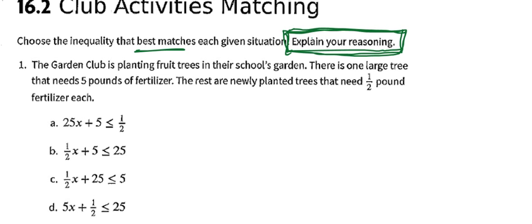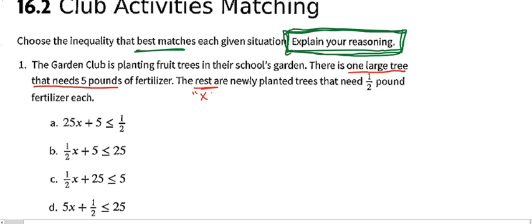So number 1. The garden club is planting fruit trees in their school's garden. There's one large tree that needs 5 pounds of fertilizer, and the rest are newly planted trees that need half a pound of fertilizer each. So annotating or underlining, I'm seeing that this part where it says there's one large tree that needs 5 pounds of fertilizer. The rest, I think that's our variable x, because it doesn't tell us how many. That's just the rest of them are newly planted trees that need half a pound of fertilizer each.